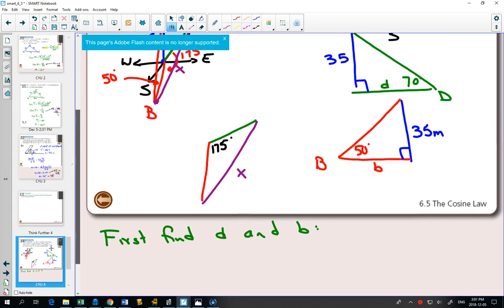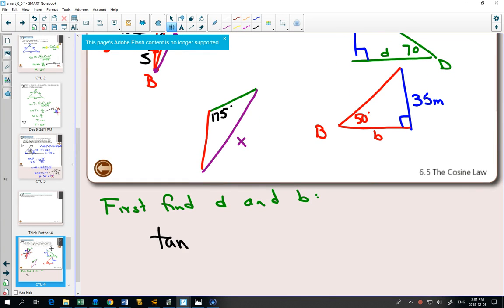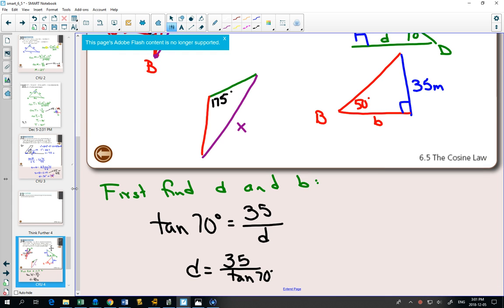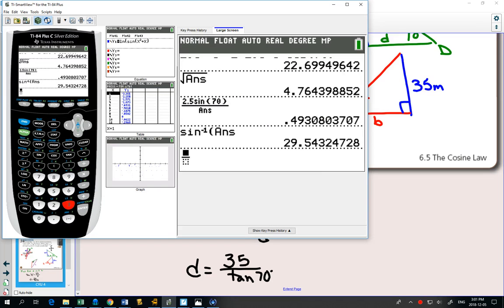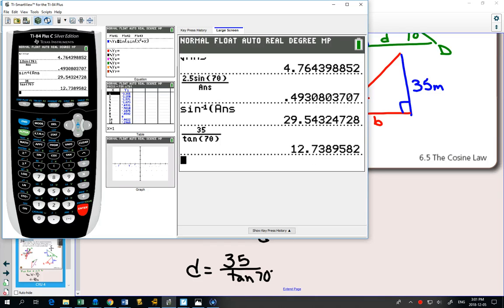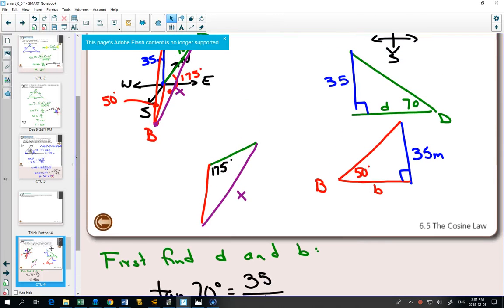If I'm using the 70 degrees, I'm going to use tan. Tan of 70 degrees is equal to the opposite, which is 35, over the adjacent, which is D. And so D will equal 35 over tan 70. Multiply both sides by D, divide both sides by tan 70. Type that into our calculator. 12.7. So this side here is 12.7.